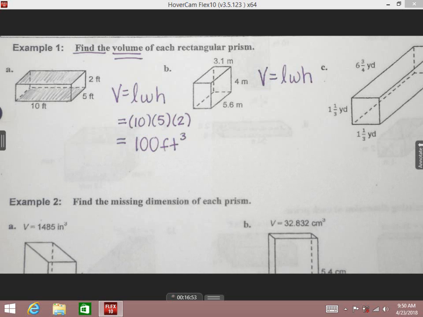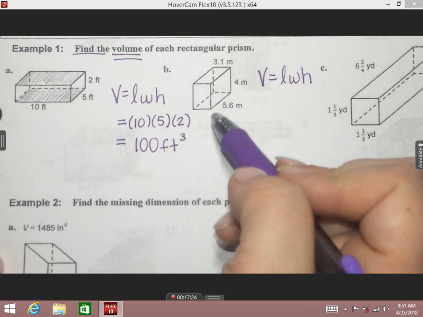Okay, length and width. Raise your hand if you can give me a length and a width for this shape. What do you think a good length and width are? Remember, it doesn't have to be necessarily on the bottom. What would be a good length and width? Someone new. Morgan, what do you think? 5.6 and 3.1.